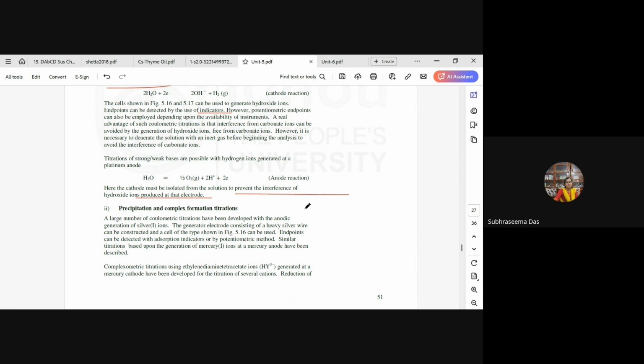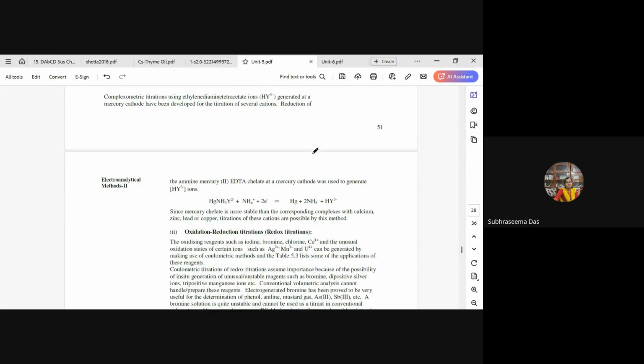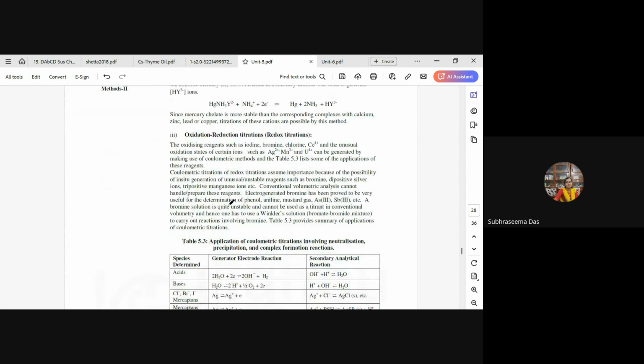Then coming to precipitation and complex formation titrations. A large number of coulometric titrations have been developed with anodic generation of silver ions. This generator electrode consists of a heavy silver wire, and the endpoints have been detected with adsorption indicators. Now complexometric titrations using ethylenediaminetetraacetate ions have also been developed for the titration of several cations. The reduction of amine mercury EDTA chelate has also been studied to understand the complexation processes.